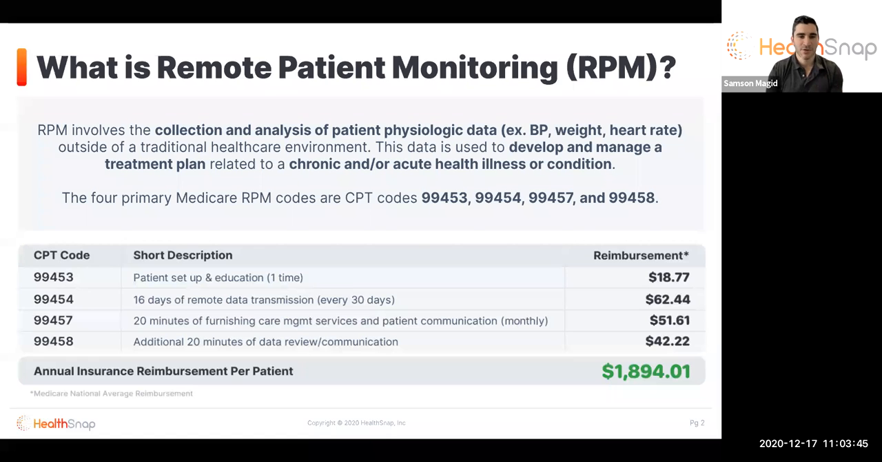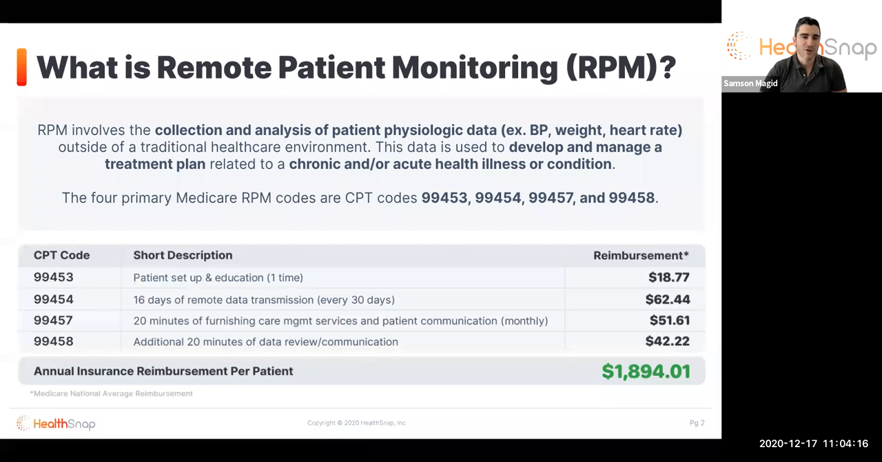Medicare released these 4 codes that you're seeing here actually in January of 2019. They expanded in 2020. And now with the new regulations in 2021, have added some additional clarifications. Just to give an overview of each of the 4 codes, the first one is 99453. That's patient setup and education. So actually facilitating the care plan, setting them up on a connected device, and educating them on the benefits of a home monitoring program. The next one, 99454, is 16 days of remote data transmission every 30 days, meaning that the patient has to transmit a physiological data point at least 16 times within a 30-day period.